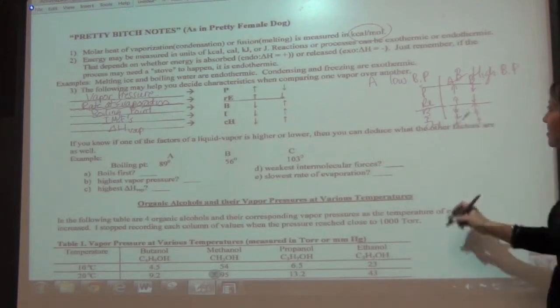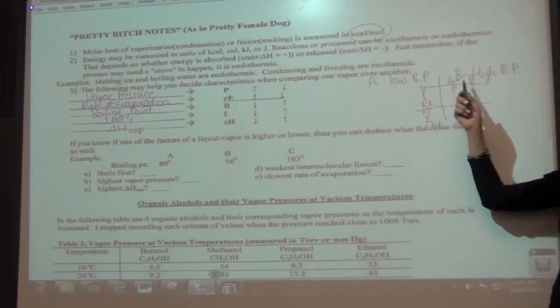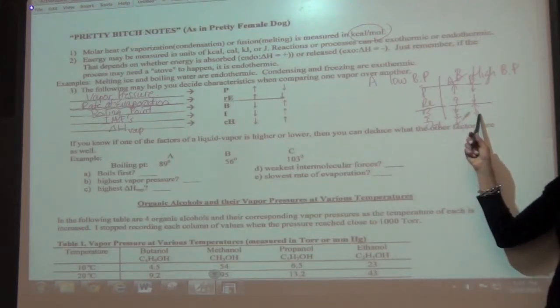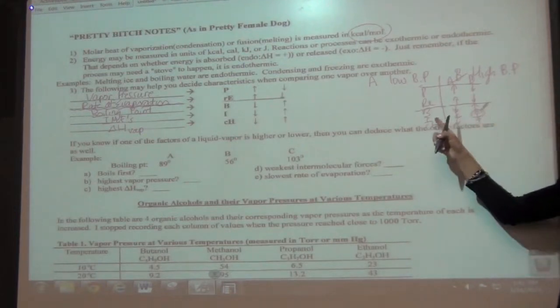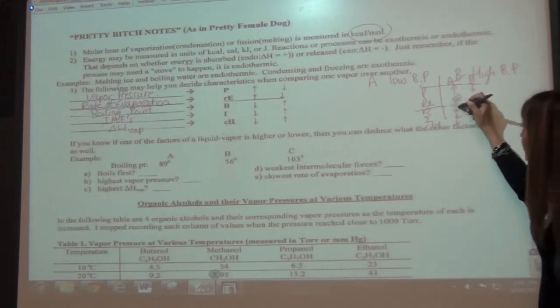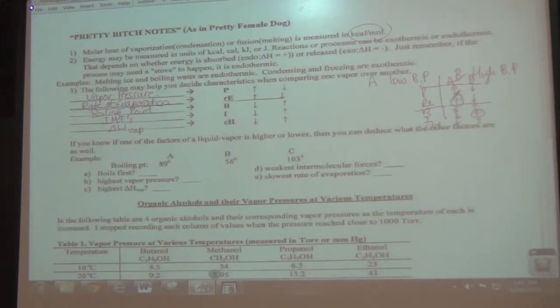For example, I can say, which substance, A or B, has the stronger intermolecular forces, IMFs? B. Why? Because that's high for IMFs. Which one is evaporating at a faster rate, A or B? A. So let's circle A. Which one takes a lesser amount of energy to vaporize? In other words, the delta H vap is lower.